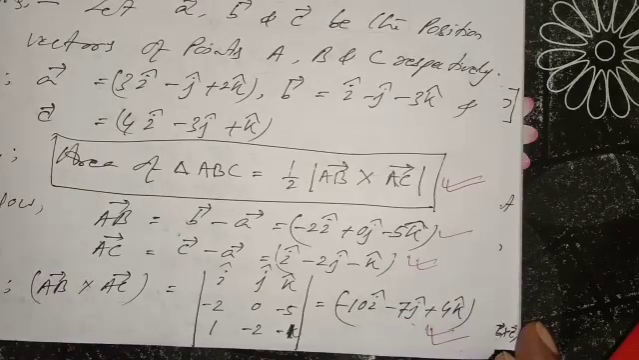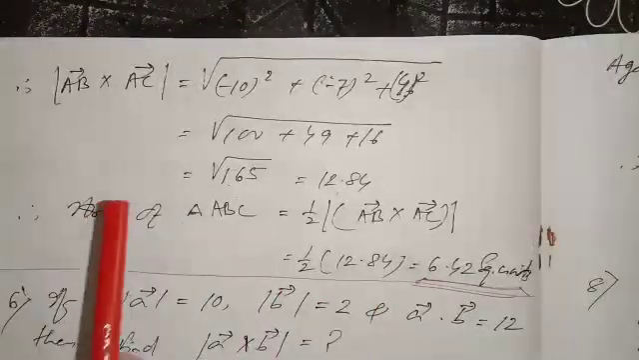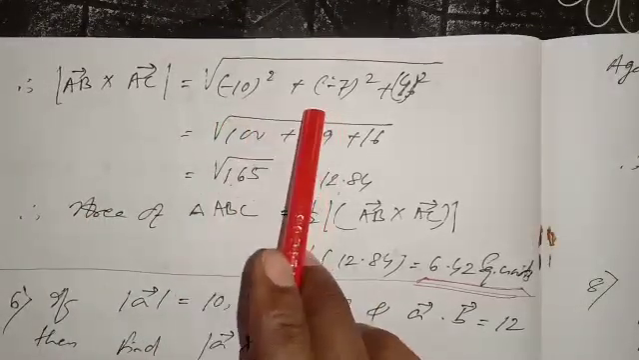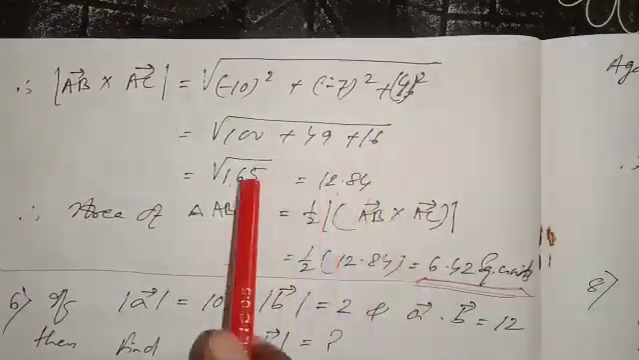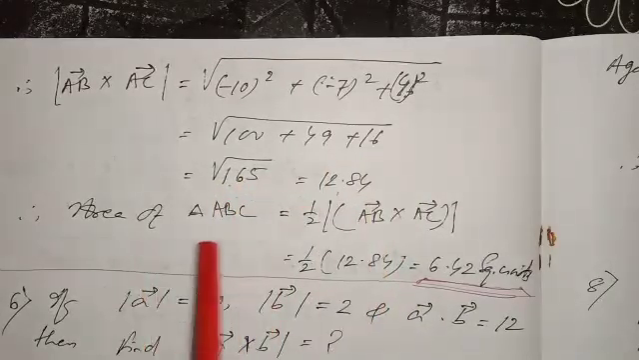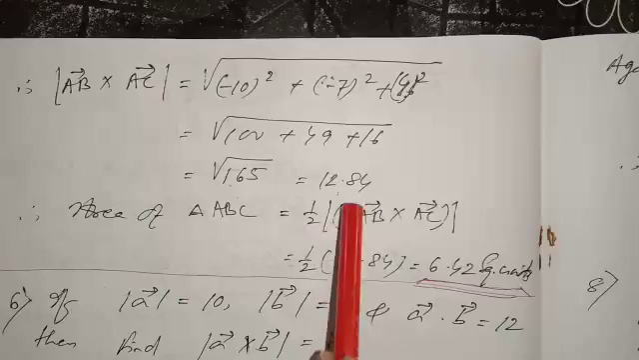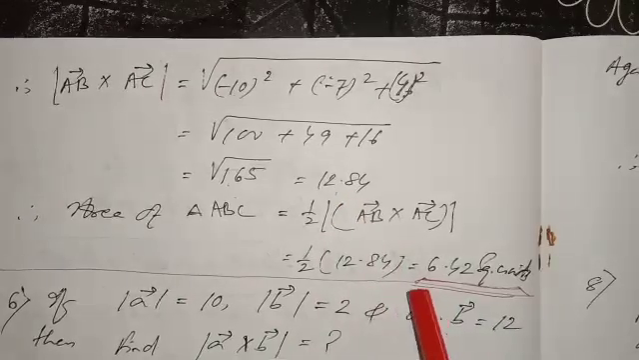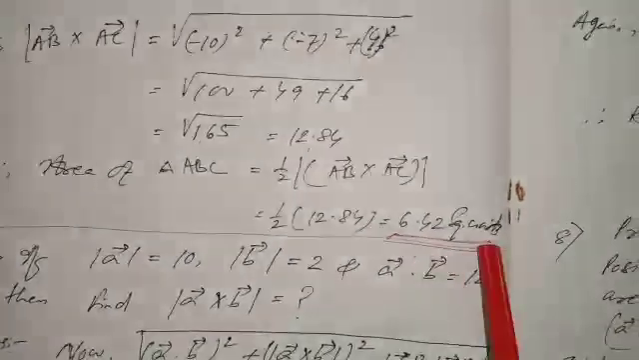Let us see next. The magnitude of AB cross AC is root over minus 10 whole square plus minus 7 whole square plus 4 whole square, which is coming root over 165, that is 12.84. The area of triangle ABC formula is 1 by 2, and half of 12.84 is coming 6.42 square unit.